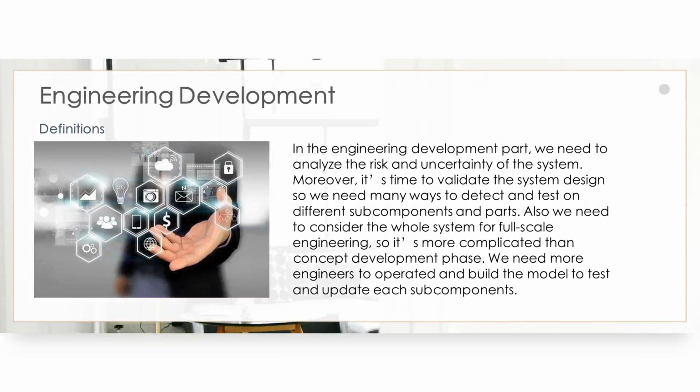First, we need to see something about the definitions. In the engineering development part, we need to analyze the risk and the uncertainty of the systems. It's not our job, it's the engineer's job. Moreover, it's time to validate the system design because we designed the whole definitions in the concept development part in the last part. But we don't know whether it is fit for our systems. We don't know if we will meet some problems we didn't think of before.